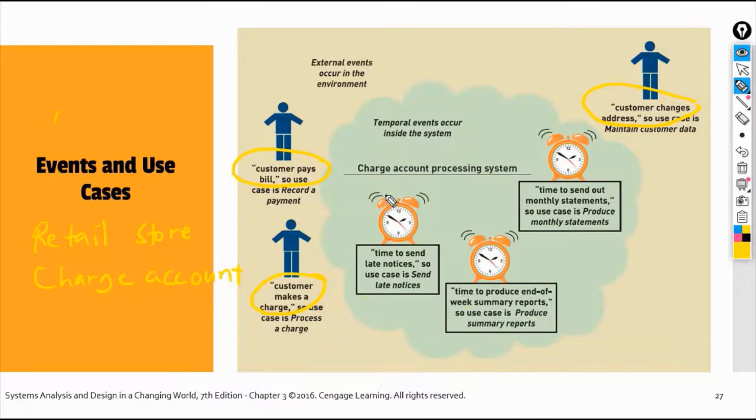The system responds with 3 use cases. When the customer pays a bill, the response in the system is to record a payment. For the customer makes a charge event, the response of the system is to process a charge. And when the customer changes the address, the system responds by maintain customer data.